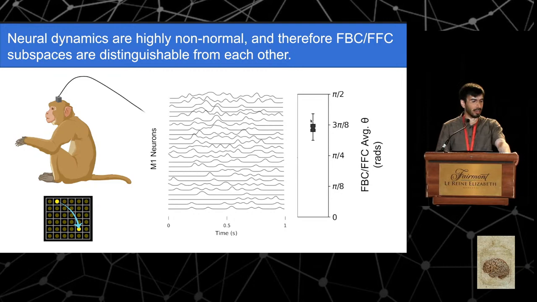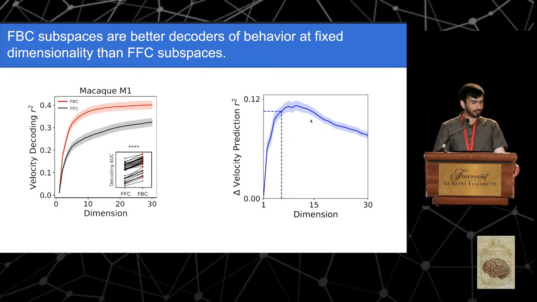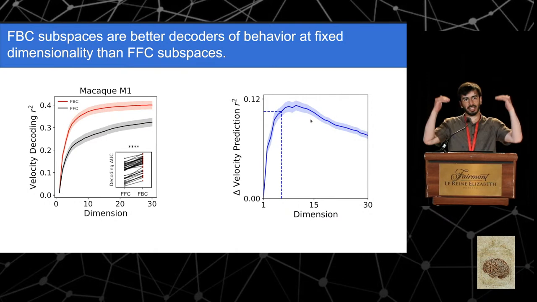And so our key hypothesis is that feedback controllability is really capturing a normative principle of functionally relevant dynamics. If this were true, then projecting onto the feedback controllable subspace should give rise to better decoding of behavior than projecting onto the feedforward controllable subspace. So to test this hypothesis, we just built simple linear decoders on the basis of activity projected onto these feedforward versus feedback controllable dynamics.